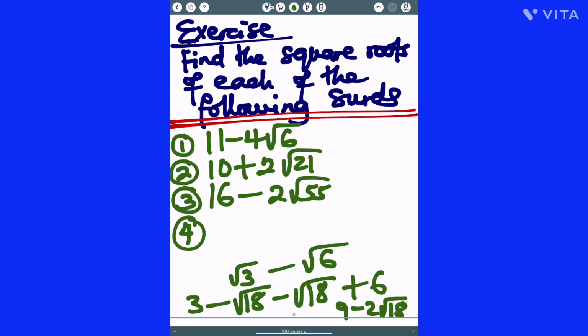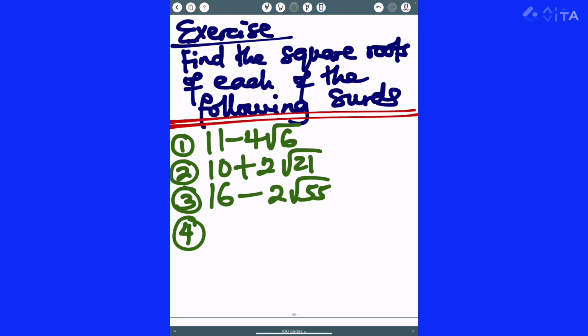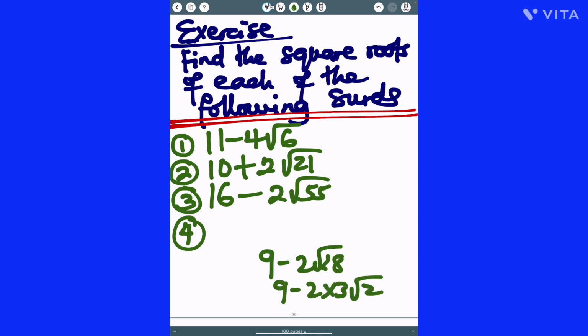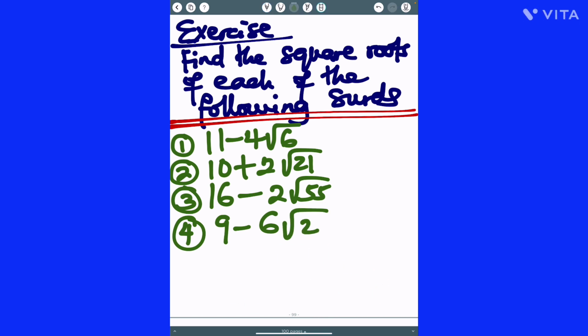What will that give you? Root 18 is 3 root 2. So 9 minus 2 root 18 is 9 minus 2 times 3 root 2. So that's 9 minus 6 root 2. So find the square root of 9 minus 6 root 2. You can see the trick here now.